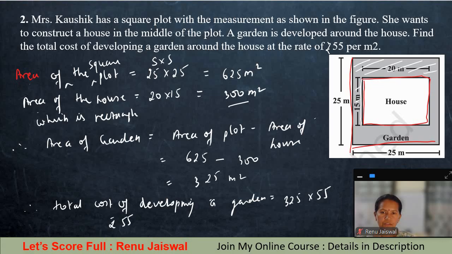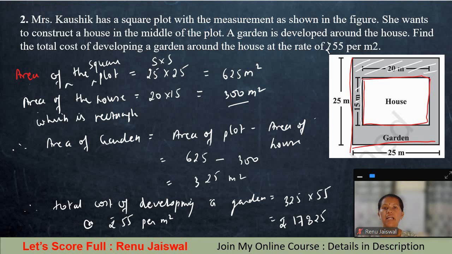Rupees 25 per meter square, and it is just multiply these two and see how much it is coming. It will be 325 into 5, 5 5s are 25, 17,825 rupees. So 17,825 rupees is the amount.